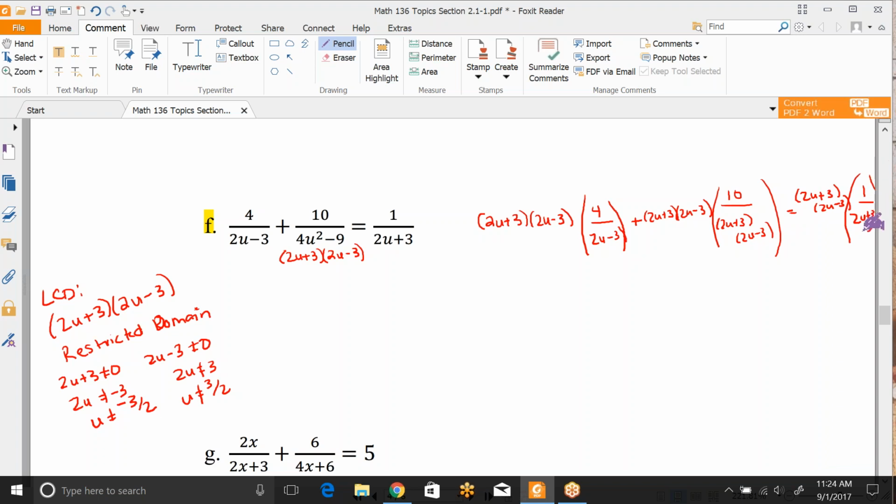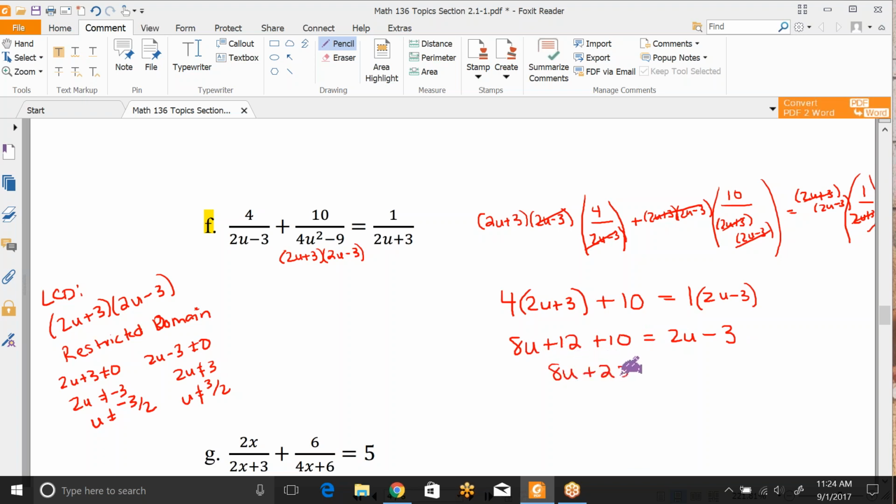Okay, in the first fraction, the 2u minus 3's are going to cancel, and you're left with the 4 in the numerator and the 2u plus 3. In the second group, all of the fraction part's going to cancel out with the LCD, so we're just left with a positive 10. And then in the last one, the 2u plus 3's are gone, so it's equal to 1, that's the numerator, times 2u minus 3. I always suggest writing this first and then distributing. So this would be 8u plus 12 plus 10 equals 2u minus 3. Combine like terms on the left side. That would be a positive 22.